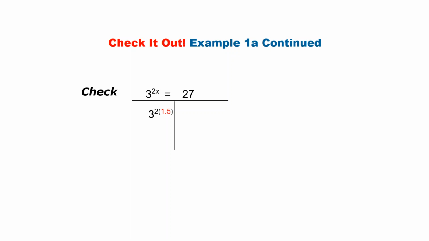Again, you can check it by putting it into your calculator. 3 times 3 raised to the power of 2 times 1.5 is the same as 3 to the third power, which is 27, and 27 is equal to 27. So your solution is 1.5.